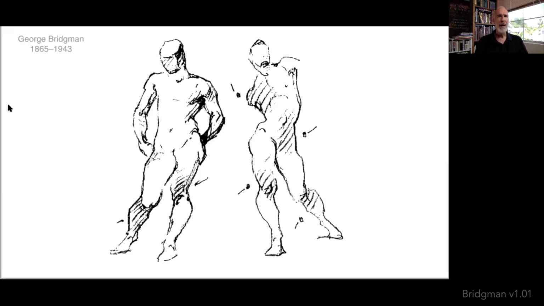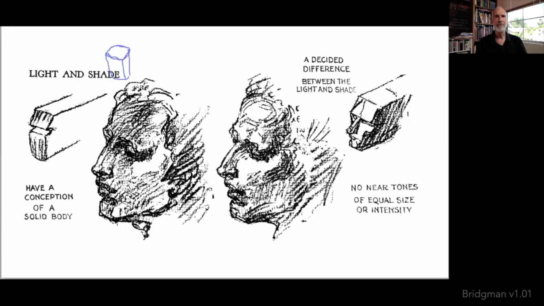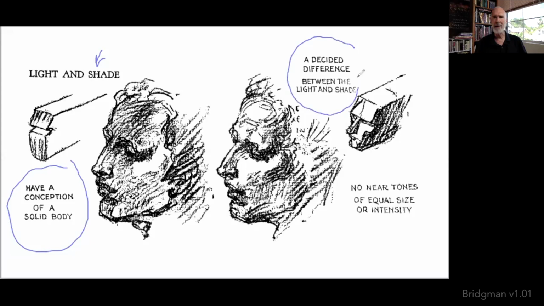Okay, now I started talking about this head that's thought of as a form. You could hardly find a better place to study light and shade than a human head in Bridgman terms. Why? Look what he does. He teaches you, when he teaches you about the head, about light and shade. Have a conception of a solid body. A decided difference between the light and the shade. No near tones of equal size or intensity.